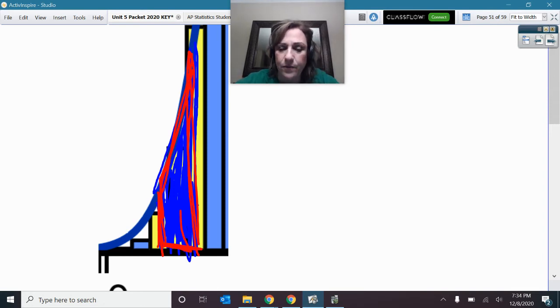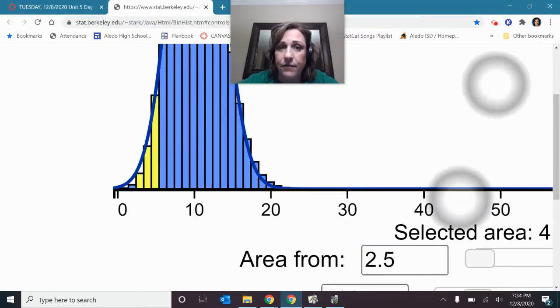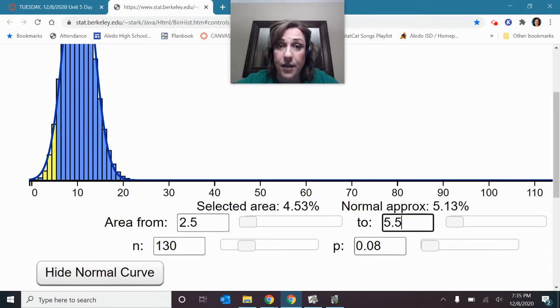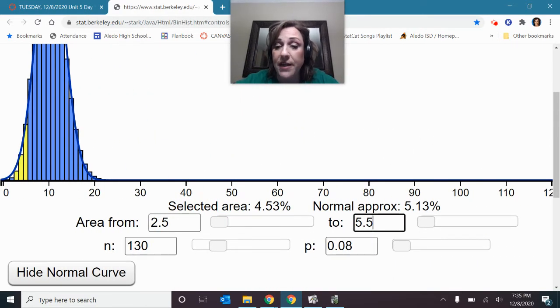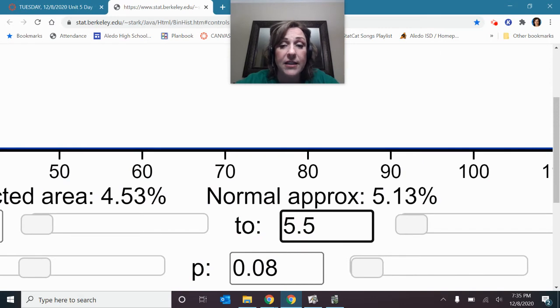Now what I noticed when I went to this app is that if we let it compute the normal approximation from 2.5 to 5.5, it got closer. Look at how much closer. It was just a little over 0.5% off. So that is interesting, why that's happening.